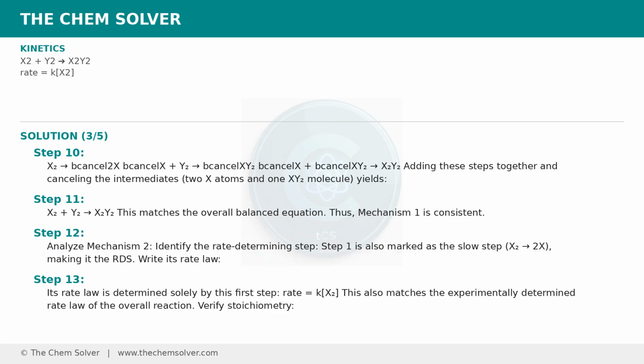Analyze mechanism 2. Identify the rate-determining step. Step 1 is also marked as the slow step. X2 gives 2X, making it the RDS. Write its rate law. Its rate law is determined solely by this first step. Rate equals k[X2]. This also matches the experimentally determined rate law of the overall reaction. Verify stoichiometry.